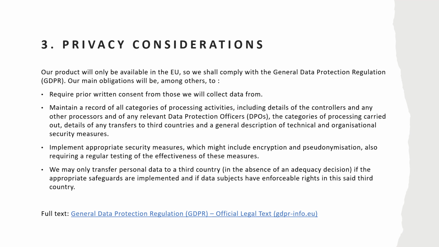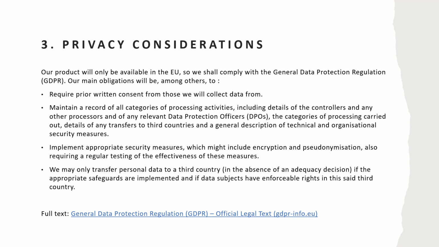We must also implement the appropriate security measures, which might include encryption and pseudonymization, as well as requiring a regular testing on the effectiveness of these measures. We may only transfer personal data to a third country, in the absence of an adequacy decision, if the appropriate safeguards are implemented and if data subjects have enforceable rights in this said country. For the sake of extension, these are just the main obligations, but it will be important to review the full document.